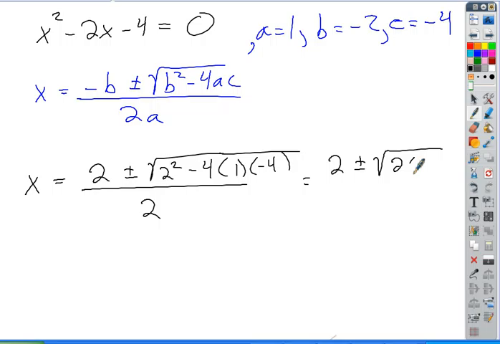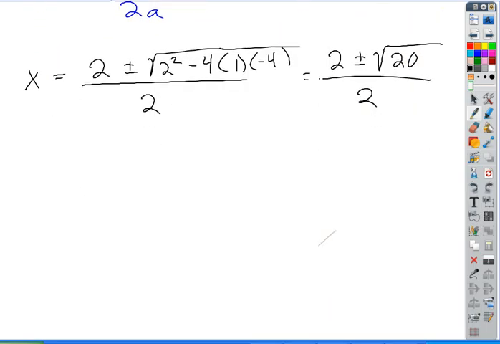Okay, so simplify that, please. I'd like to get that down to the smallest answer. Quadratic formula part was pretty simple. What about the square root of 20? What can that become? Square root of 4, square root of 5. Square root of 4 becomes 2, so 2 square root of 5.